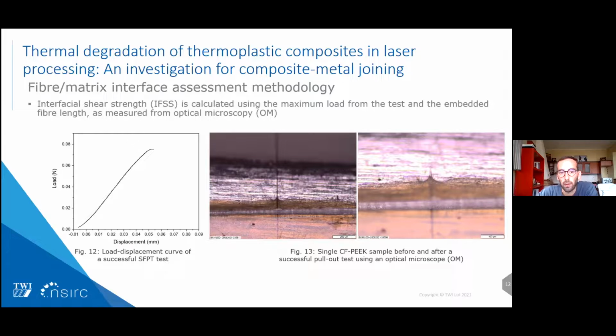So we want to identify through this whole analysis how much high temperature short duration processing can affect the polymer matrix, the PEEK matrix, the composite, the joint, and the interface properties.